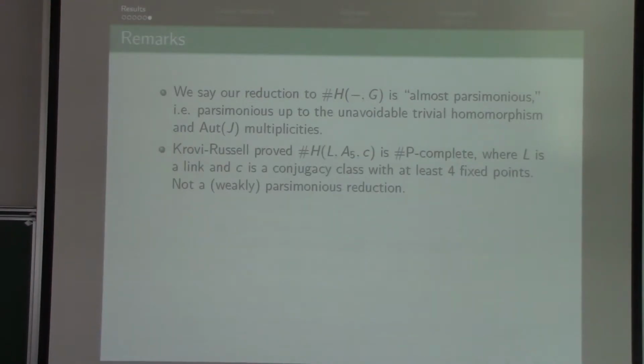So a version of the second theorem for links was proved, a weaker version, by Crowley and Russell. They showed the problem was sharp P-complete, but the reduction is not even what's called a weakly parsimonious reduction. So they don't get to show, for instance, those corollaries I have. They don't know that the existence problems are NP.